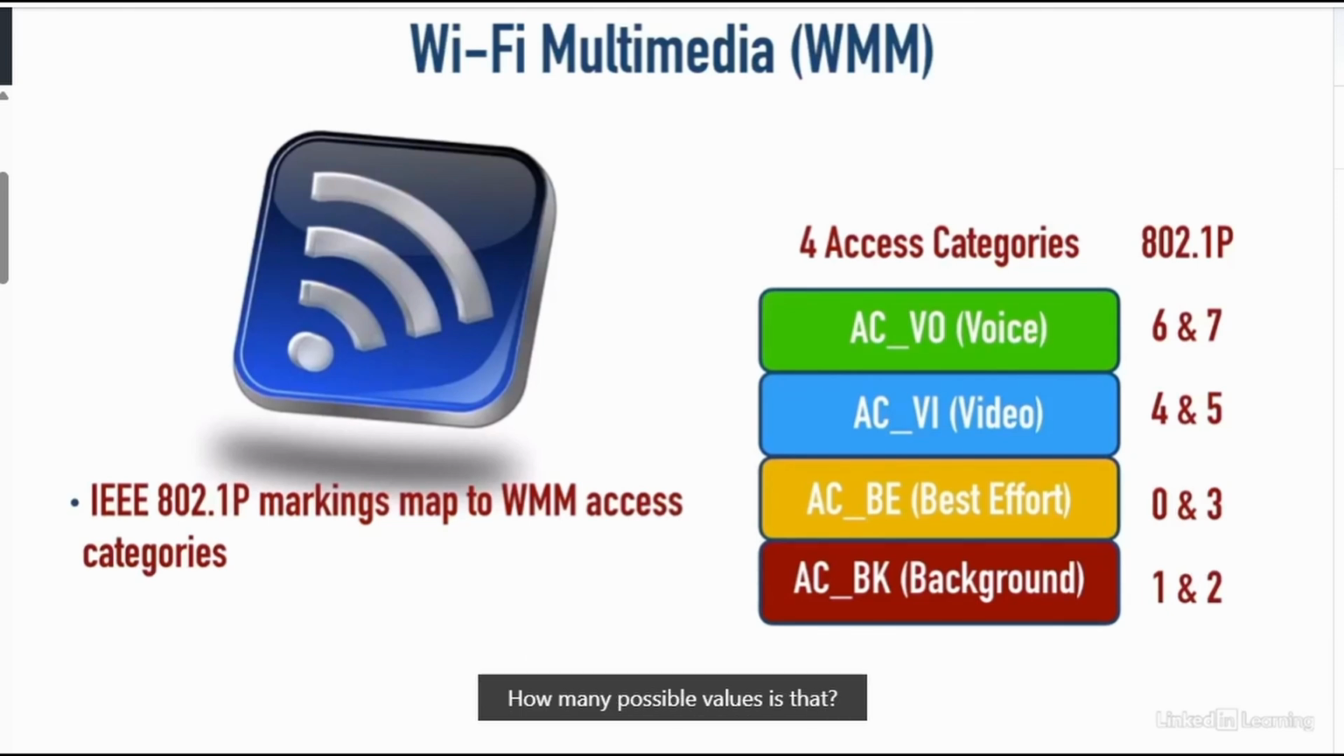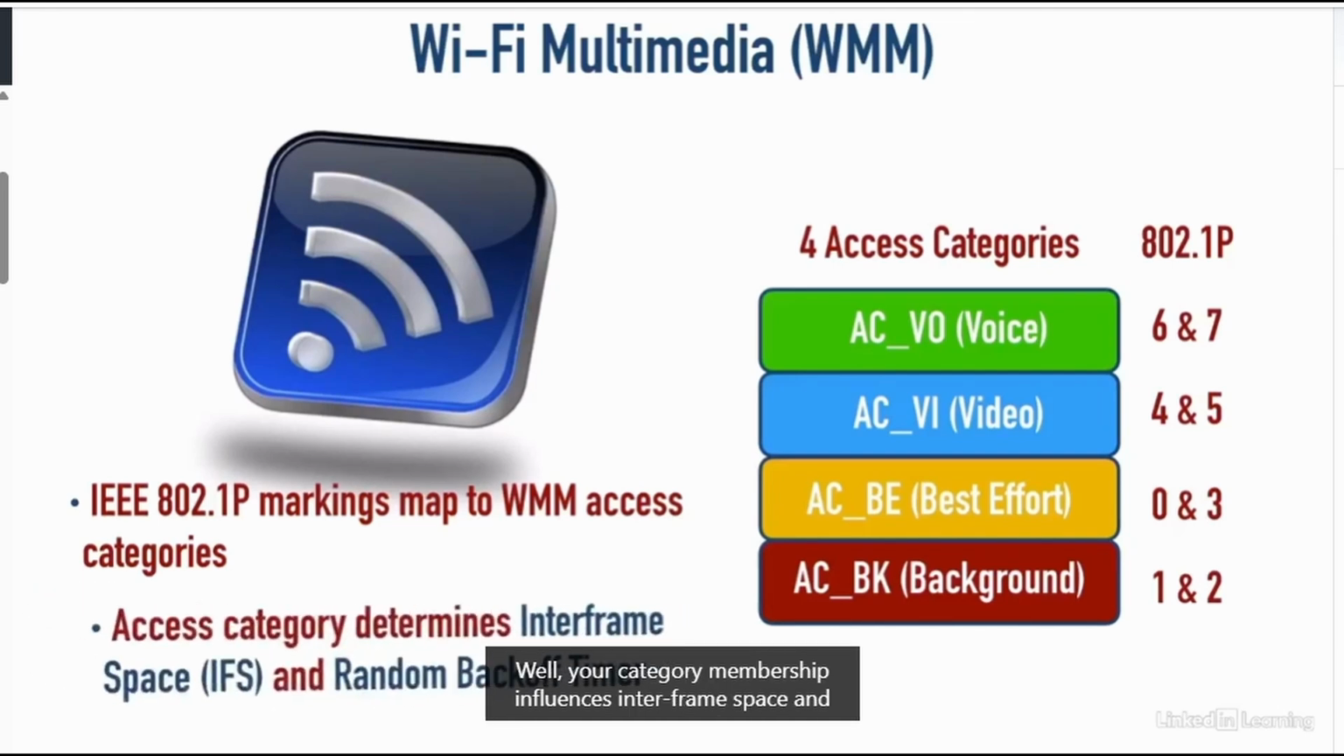How many possible values is that? It's 8. 2 raised to the 3rd power is 8. So we've got values in the range of 0 through 7. And on screen you see how the .1p markings in the range of 0 through 7 map to these different access categories. Now, if we're in one category versus another, what exactly does that mean?